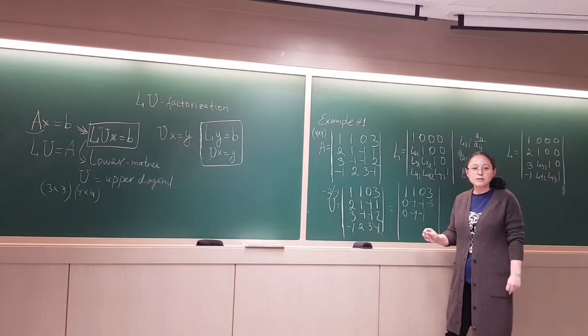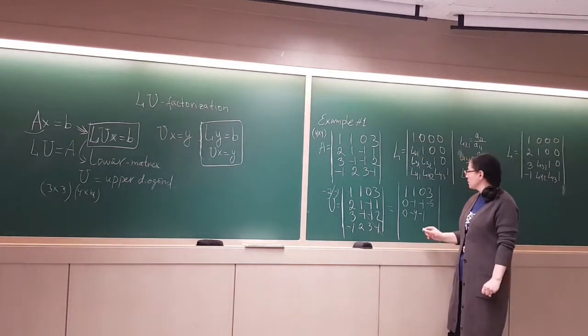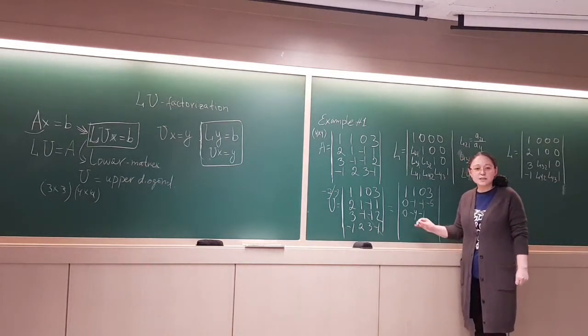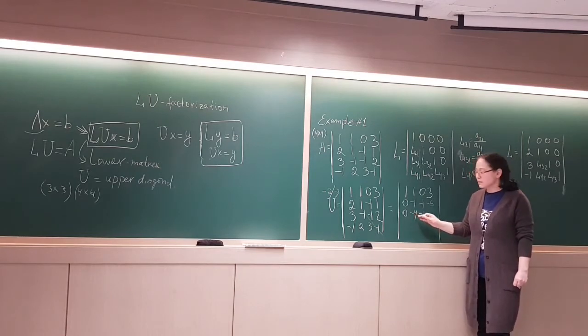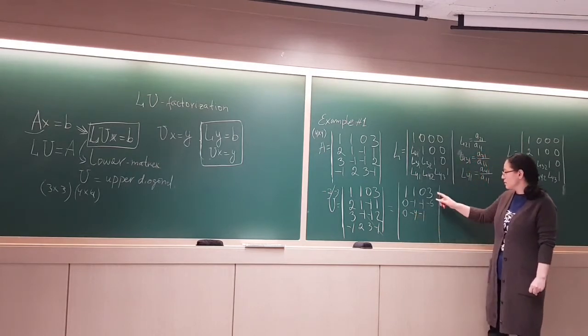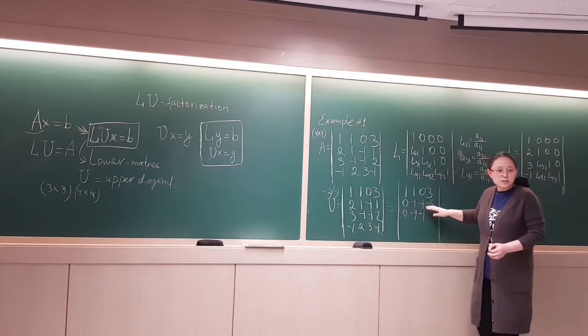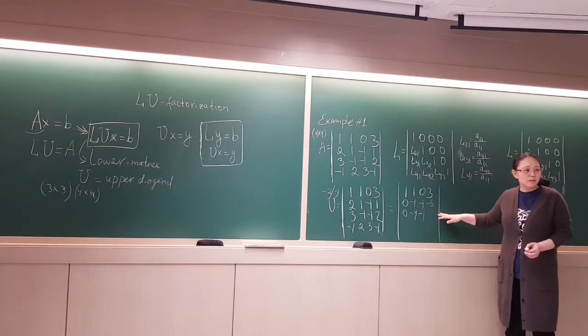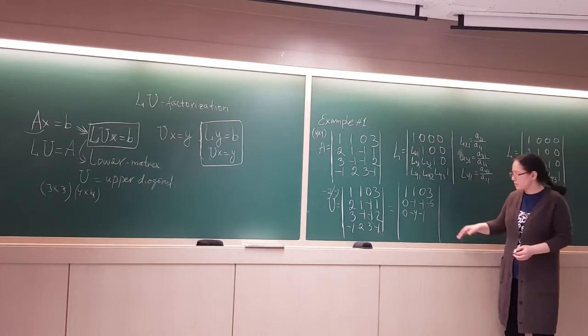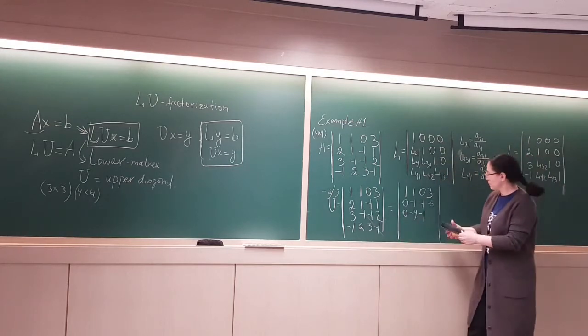Excuse me, ma'am, can you repeat the second step, the second row? Second row: 0, minus 1, minus 1, minus 5. How did you get that? Do you understand how I did it? I will do one more time.